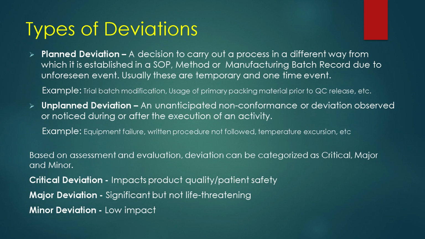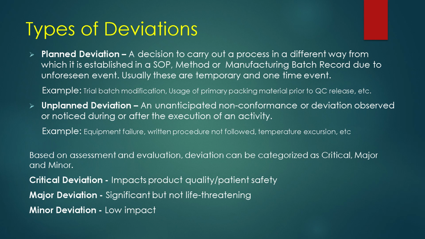Types of deviations are planned deviation and unplanned deviation. Planned deviation is a decision to carry out a process in a different way from which it is established in the SOP, method or manufacturing batch record due to an unforeseen event. Usually these are temporary and one-time events. Examples are trial batch modification, usage of primary packing material prior to QC release, etc.